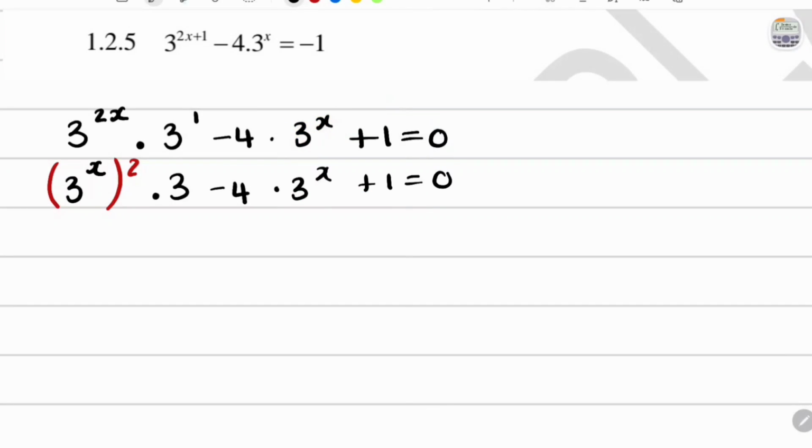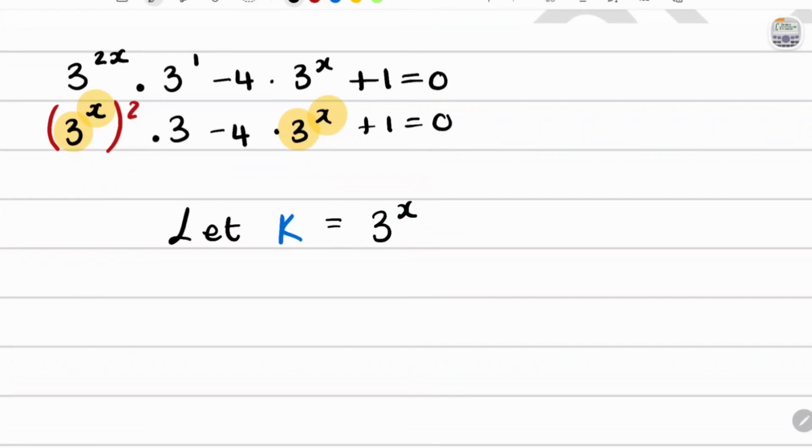Do you now see that there is a repetition going on here? 3 to the power of x is being repeated throughout this equation. Because we have that being repeated, we're going to use the K method. The K method says we need to let K be equal to whatever was repeated. So let K be equal to 3 to the power of x, and wherever we see 3 to the power of x, we replace it with K.